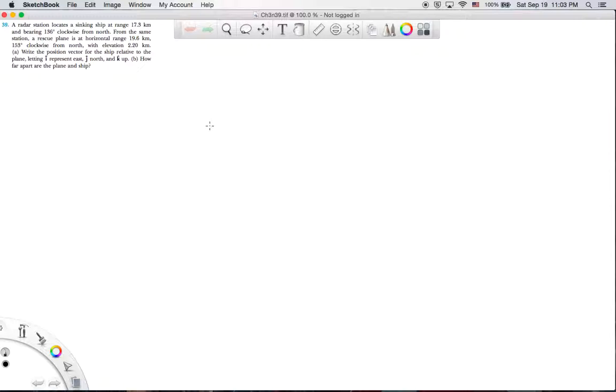2.2 kilometers. Part A, write the position vector for the ship relative to the plane, letting i hat represent east, j hat north, and k hat up. And part B, how far apart are the plane and the ship?